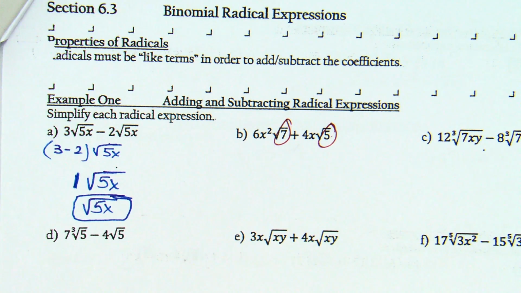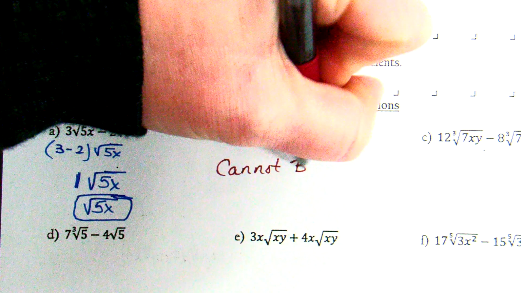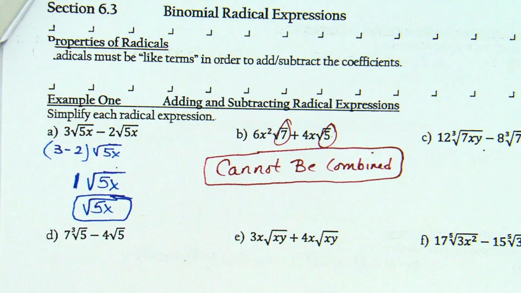So, cannot be combined. My reasoning on this one, we talked about the bases not being the same. The official vocabulary is that the radicands are not the same. The radicand refers to the number under the radical. So I'm going to write in here that the radicands are different.